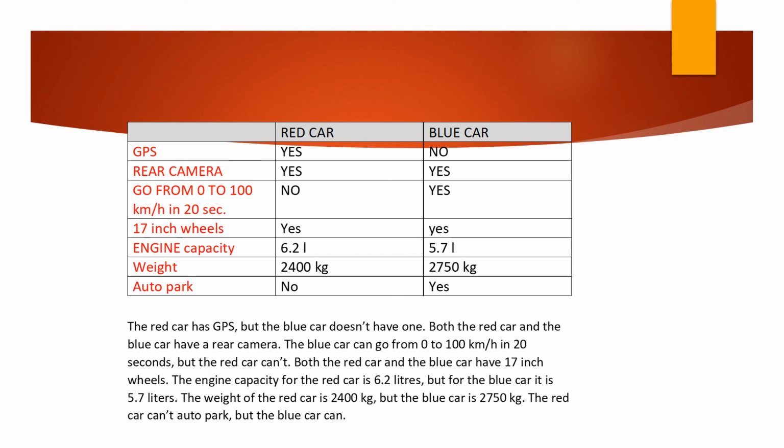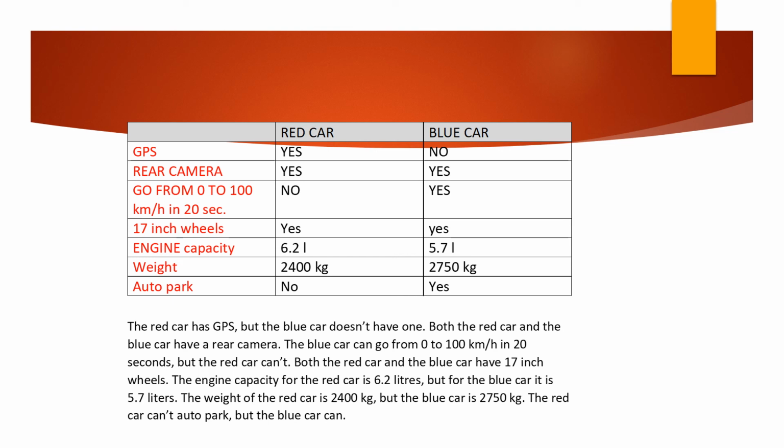From this, we notice that when there is a difference, we use but, and one sentence is in the negative while the other is in the affirmative. Let's look at the first sentence as an example. The red car has GPS. This is affirmative, positive, but the blue car doesn't have one. So here this sentence is negative, and we used the word but.